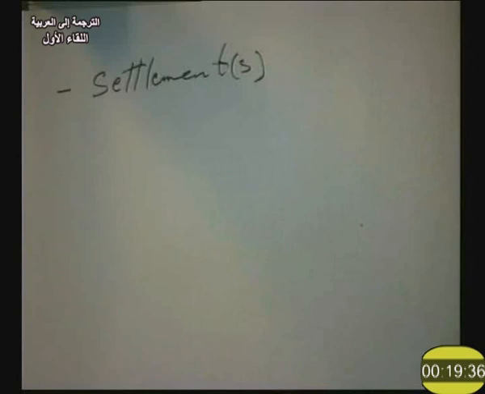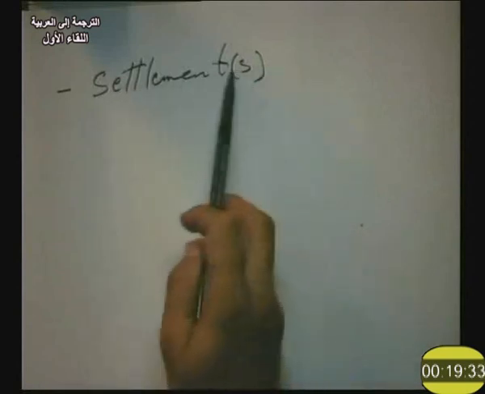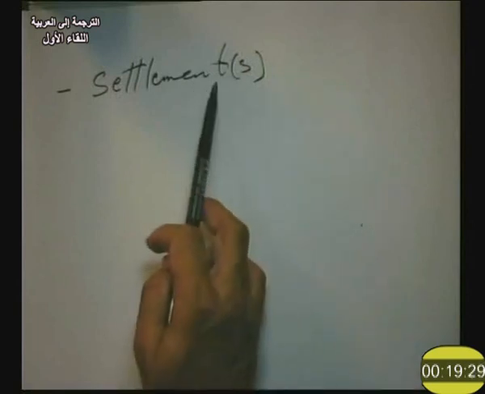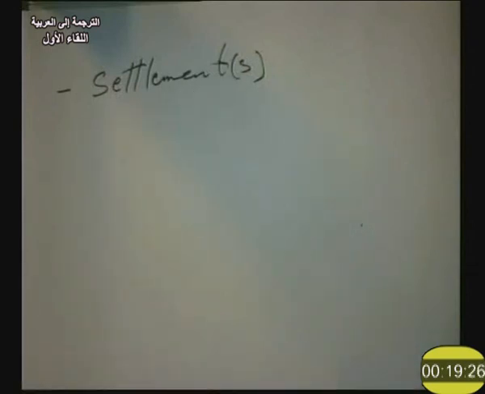In the political context, the word settlement, if it's used as a noun, for example, settlements. Israel carries on with its policy of building settlements on the occupied Arab territories. Building settlements, Israeli settlements on the occupied Arab territories تعني هنا المستوطنات الإسرائيلية على الأراضي العربية المحتلة.